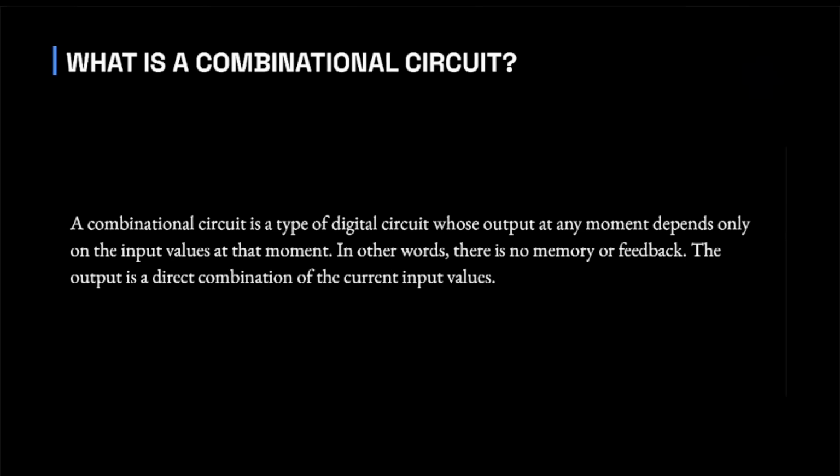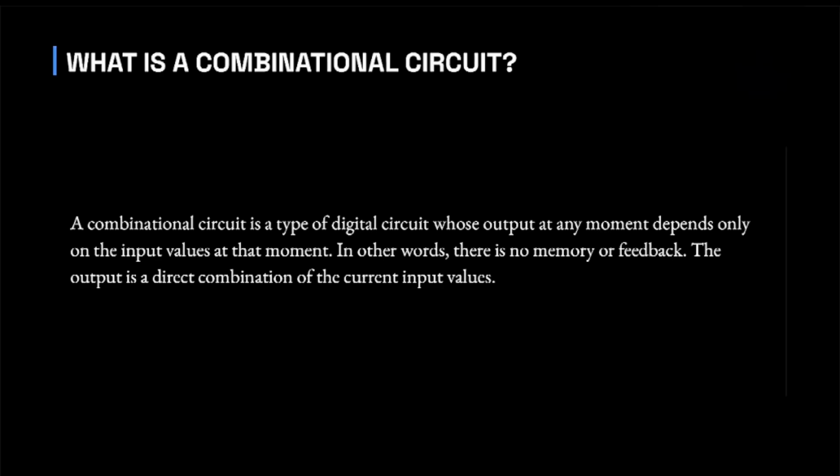Let's get started. Now think about your phone's calculator for a second. When you press say 1 plus 1, it instantly flashes the answer 2. There is no memory involved here. The calculator doesn't care what you calculated 5 minutes ago. It simply takes your current inputs, processes them, and then gives you your output. This is exactly what a combinational circuit does too.